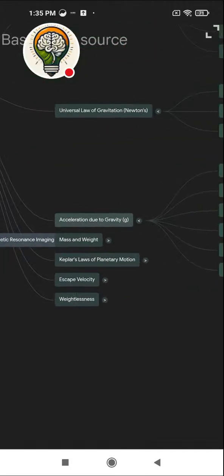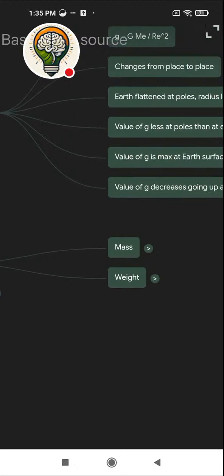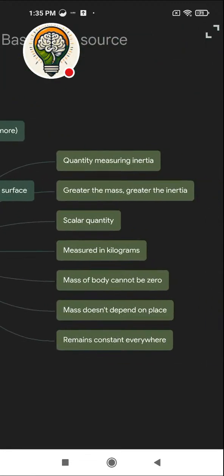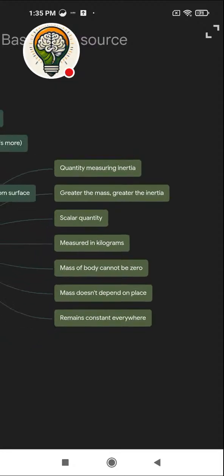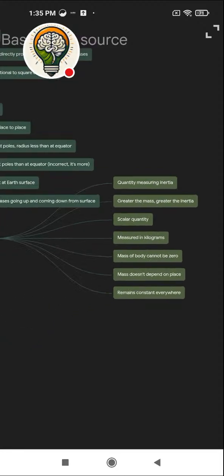Then mass and weight. Mass is a scalar quantity, not a vector; it is the quantity measuring inertia, and the greater the mass, the greater the inertia. It is a scalar quantity measured in kilogram, and the mass of a body cannot be zero. Mass doesn't depend on place and remains constant everywhere.